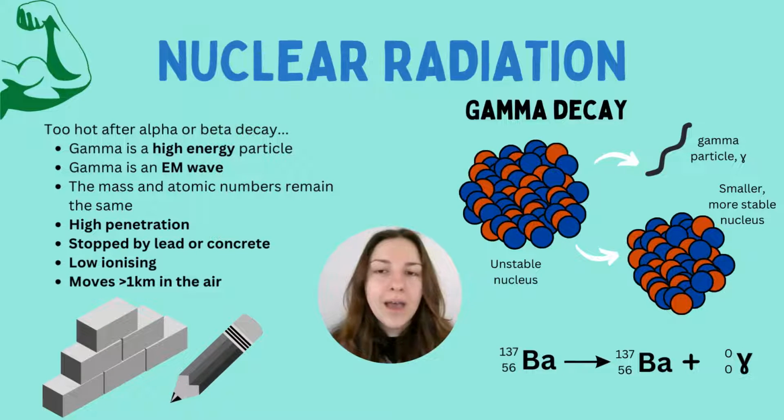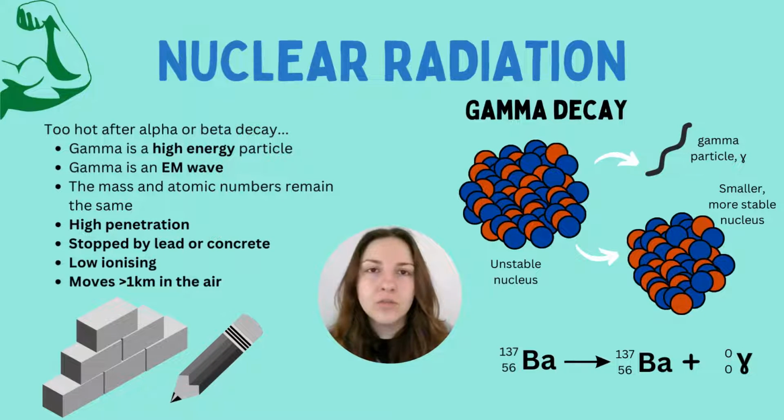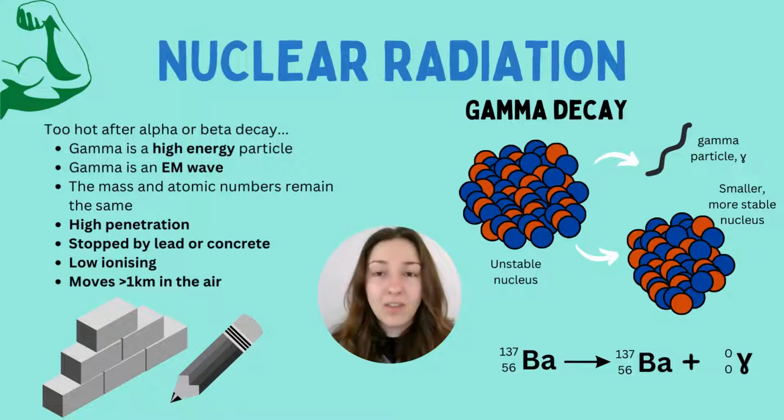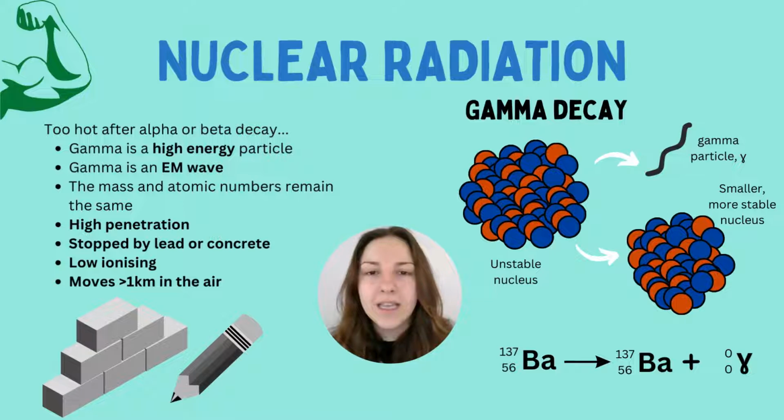However, saying that, it doesn't change the mass or atomic number, as you can see in the case of the barium atom, which has a mass number of 137 and an atomic number of 56. Gamma is given the symbol gamma from the Greek alphabet, but there is no change in those numbers there, as you can see. The only other bits of information you need to know for the exam are the different properties of gamma. So you need to know that it has high penetration.